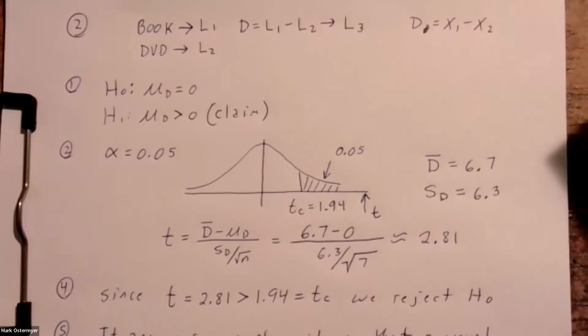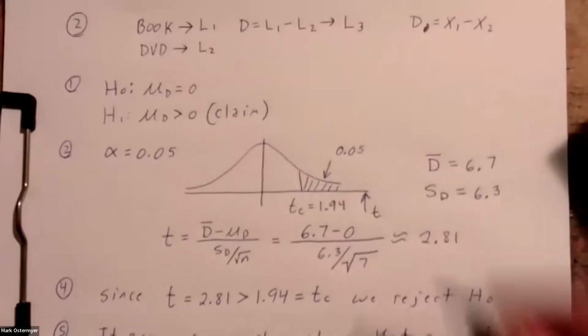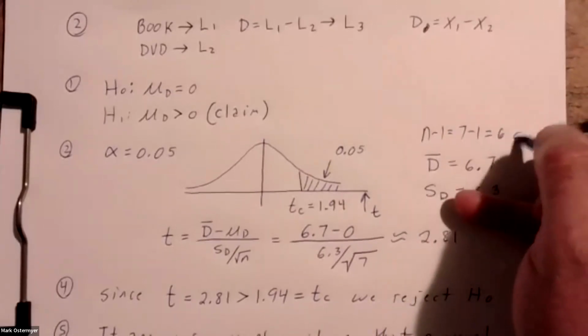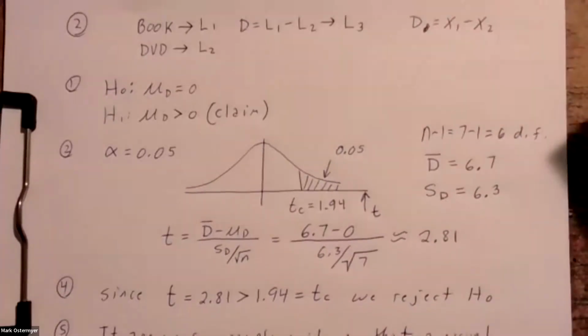So 5% of the area of the student t-distribution is found in the upper tail rejection region. The critical t-value was 1.94, whether you got it from the calculator or from the table. If you get it from the table, you've got to use n minus 1, which is 7 minus 1, 6 degrees of freedom, because there were 7 ordered pairs here.